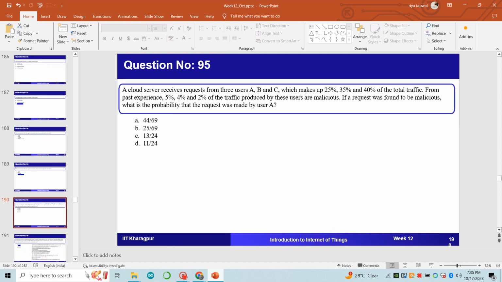Next question is, a cloud server receives requests from three users A, B and C, which make up 25%, 35% and 40% of the total traffic. From past experience, 5%, 4% and 2% of the traffic produced by these users are malicious. If a request was found to be malicious, what is the probability that the request was made by user A? Options are 44/69, 25/69, 13/24, 11/24.